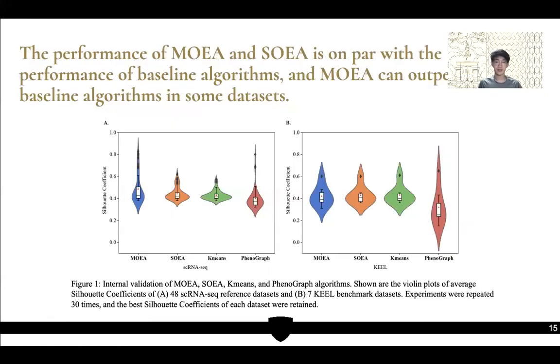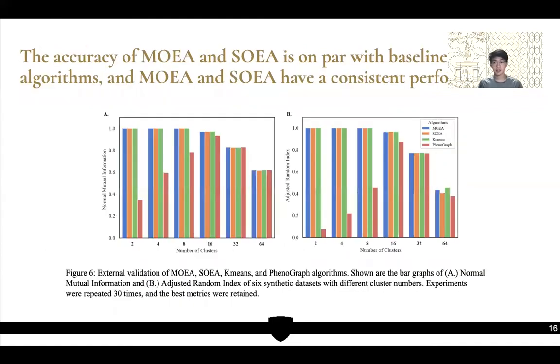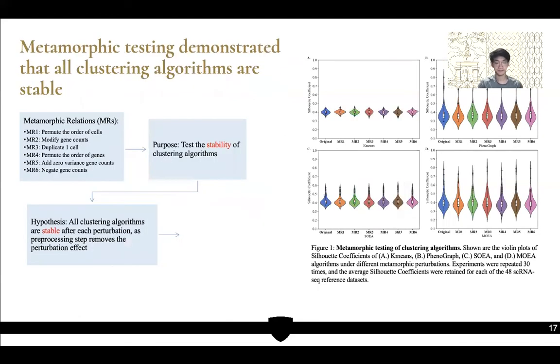The first experiment is the internal validation. The results show that the performance of MOEA and SOEA is on par with the performance of baseline algorithms, and MOEA can outperform baseline algorithms in some datasets. The second experiment is the external validation. The results show that the accuracy of MOEA and SOEA is on par with baseline algorithms. MOEA and SOEA have a consistent performance.